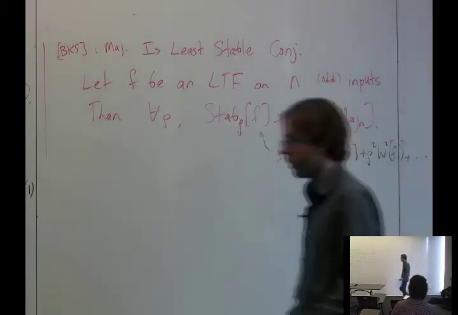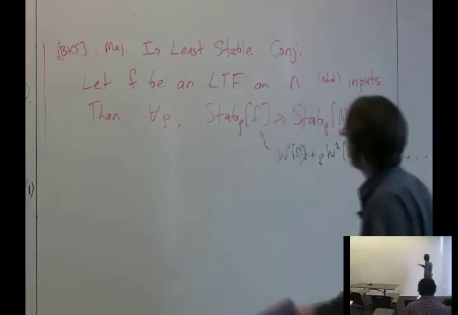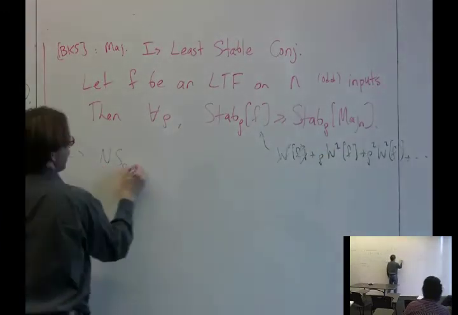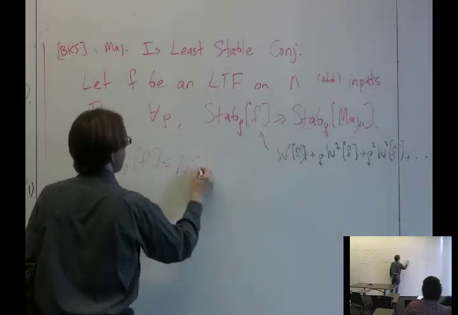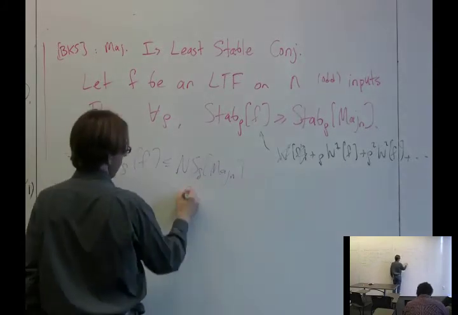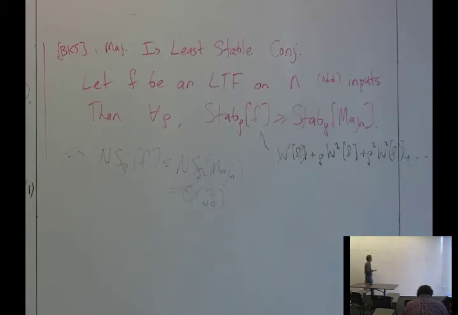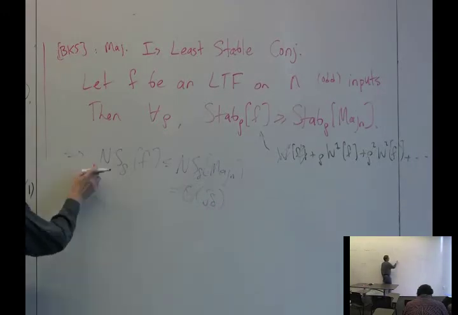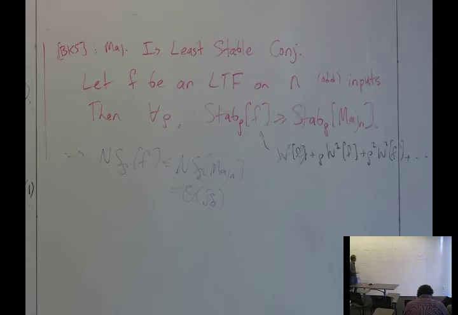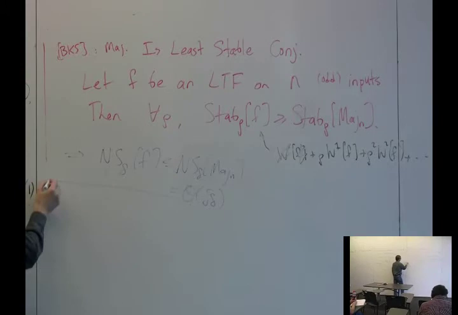Well, this conjecture is more for fun than anything else. Although if it's true, and we just inverted it, it would say that the noise sensitivity at delta of f is at most the noise sensitivity at delta of majority of n, which we know by calculation is theta of root delta. So if this conjecture were true, we would know that all LTFs have noise sensitivity at most constant times root delta. And that we do know. That's a theorem, so we know it up to a constant at least. And that's something I want to prove now.